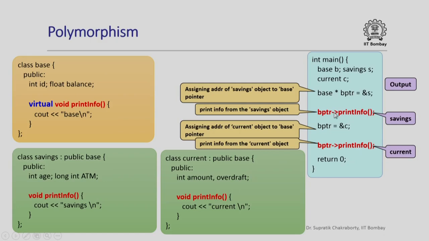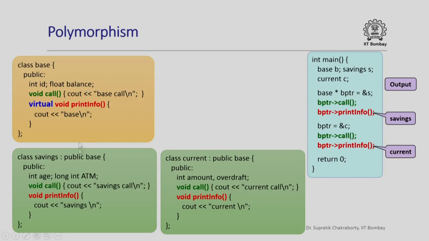So you see that BPTR arrow printinfo behaves in one way here and behaves in the other way here, and this is basically saying that this function printinfo is polymorphic. It can take one of two different forms depending on what BPTR is really pointing to, and this is going to be determined at runtime when the program is executing. And how do we specify this when we are writing the program? By saying that the printinfo function in the base class is virtual.